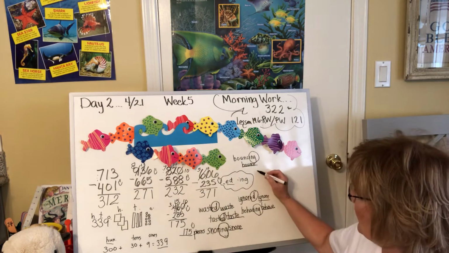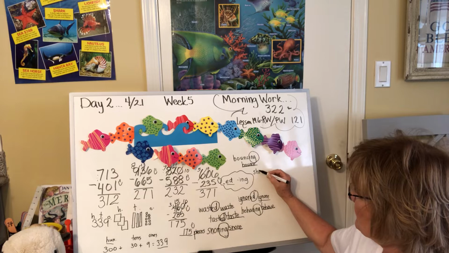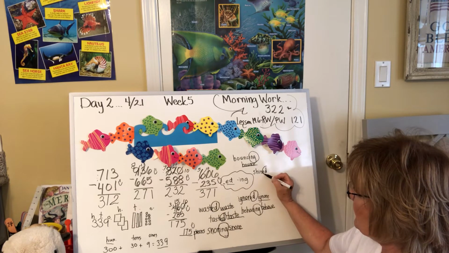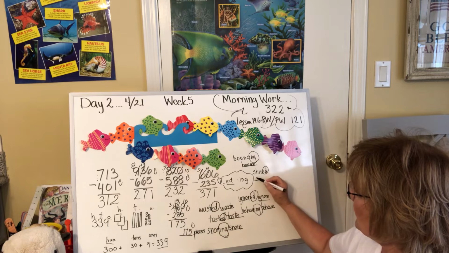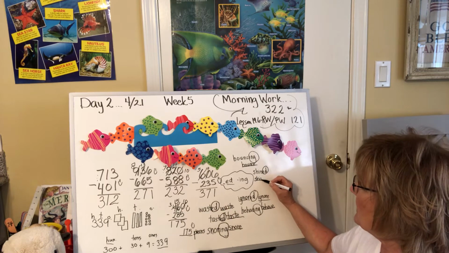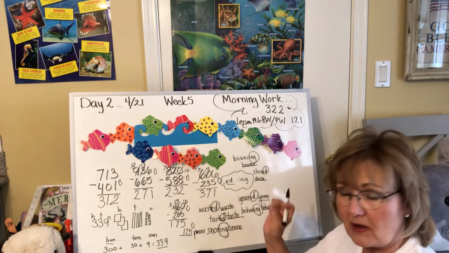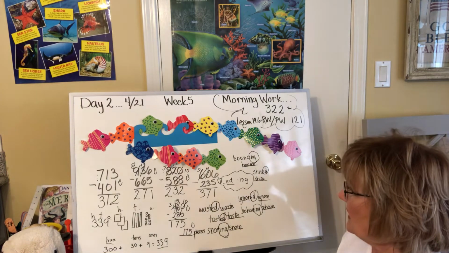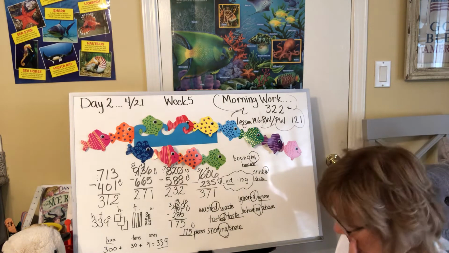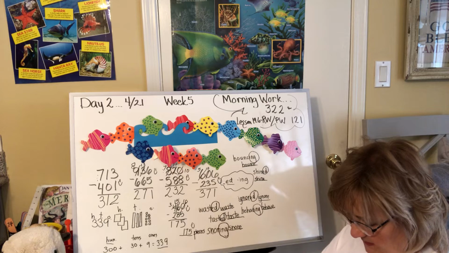You've got shined. You're going to circle the suffix ED. You're going to write shine. You have to add the E because all of these had a silent E at the end. Okay? Let's take a look at your sentence.